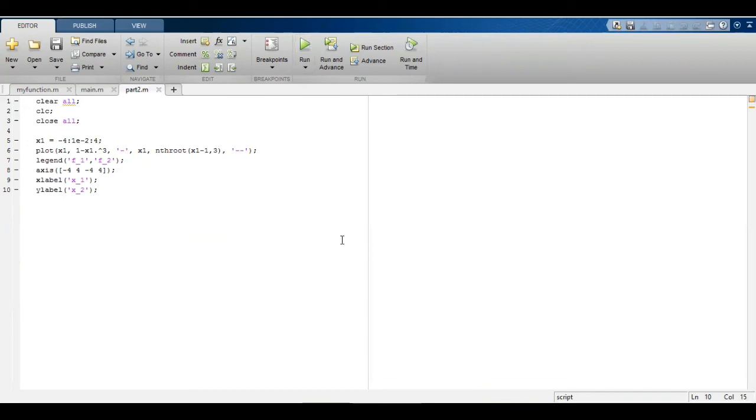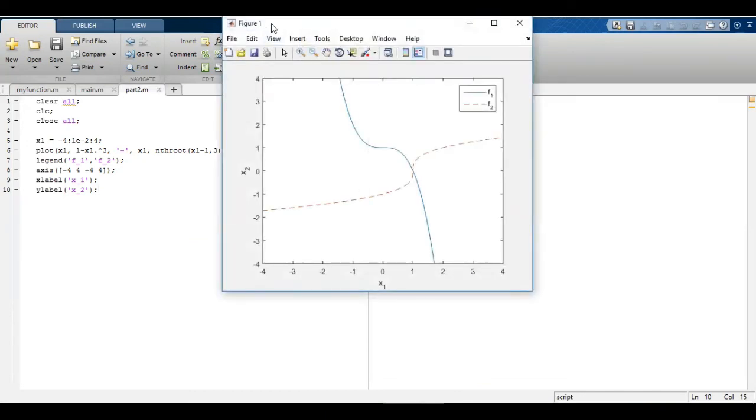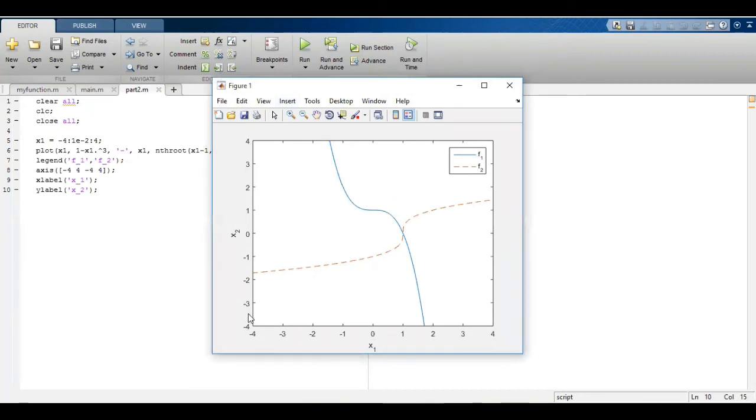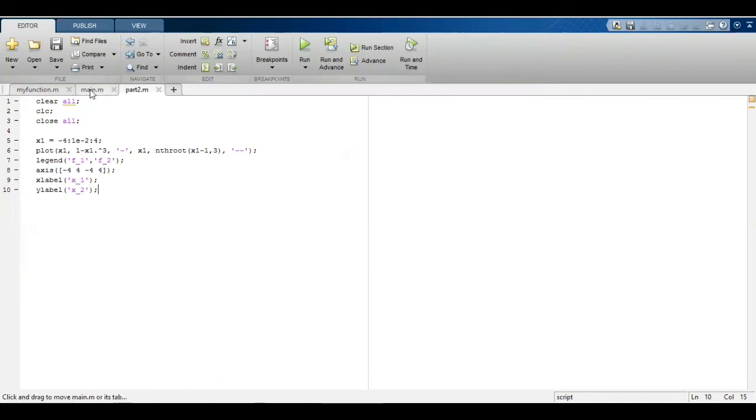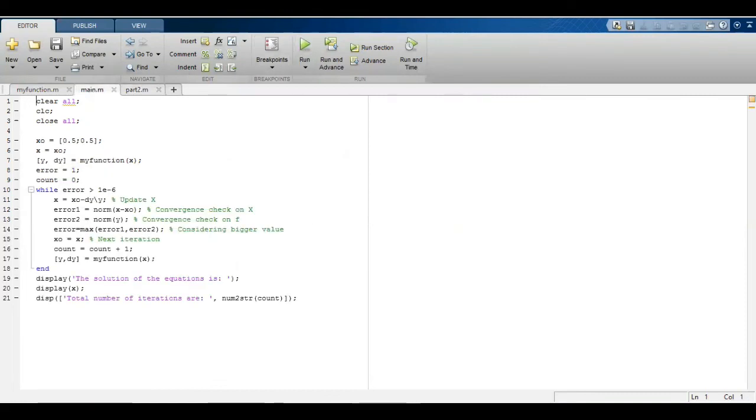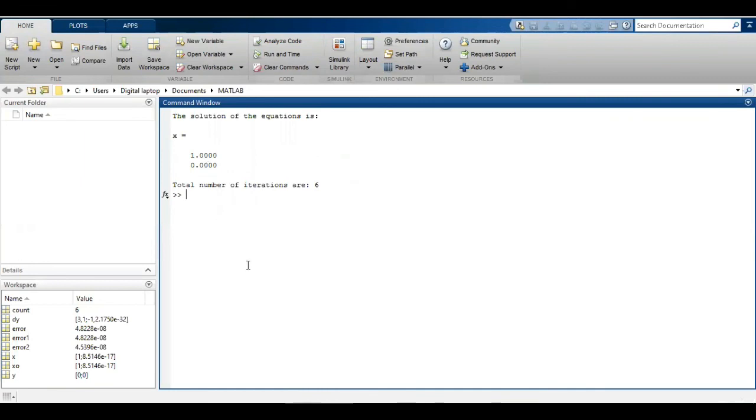When I run this file, I get this plot. This is x1 and this is x2. This is my first function. This dash line is my second function, and both the functions intersect at this point. And at this point, my x1 is 1 and my x2 is 0. So this is the solution, and this is the same solution which I have obtained using this Newton Raphson method. x1 is 1 and x2 is 0.